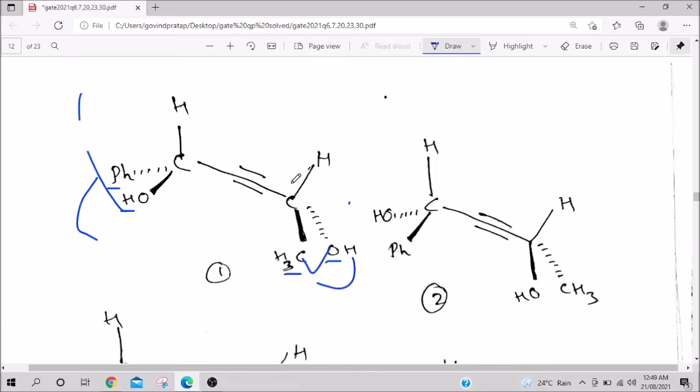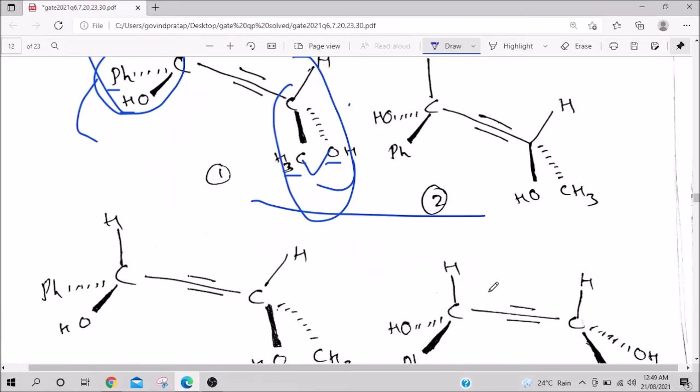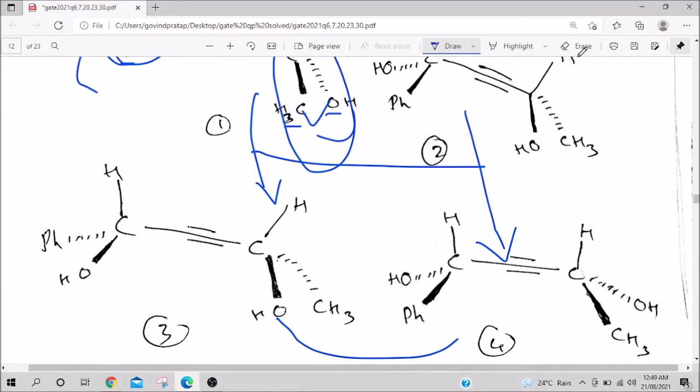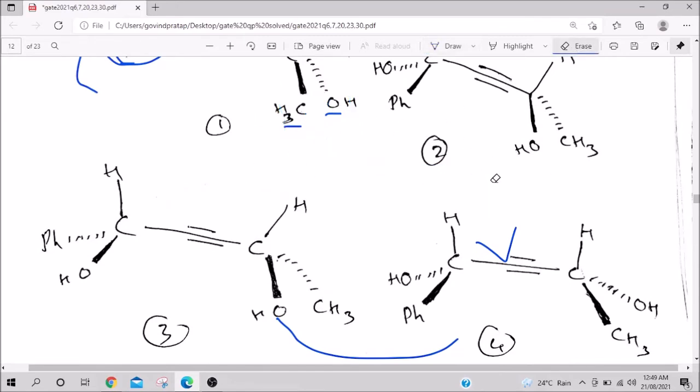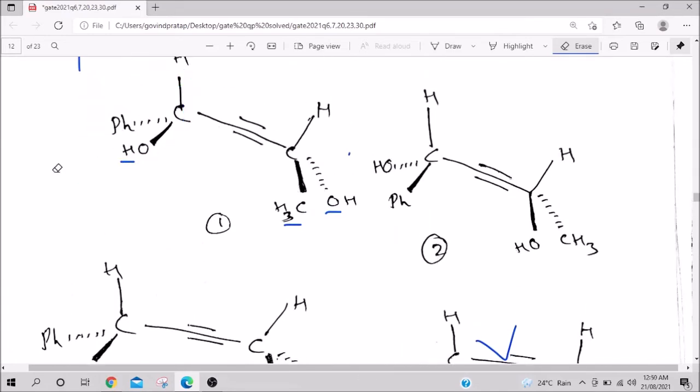So what is happening? Since you have flipped on both the chiral centers, remember this, 1 and 2 will be enantiomers. Now you flip on one of the positions. So you make a diastereomer of this; one of these, you will get a diastereomer of this. And again 3 and 4 will be enantiomers to each other, and 3 will be a diastereomer to 1 and 2, and 4 will be a diastereomer to 1 and 2. Please go through it, thoroughly understand, then we will move ahead.